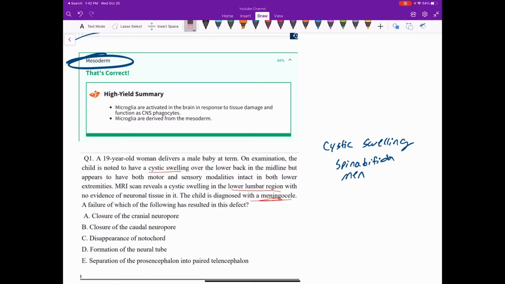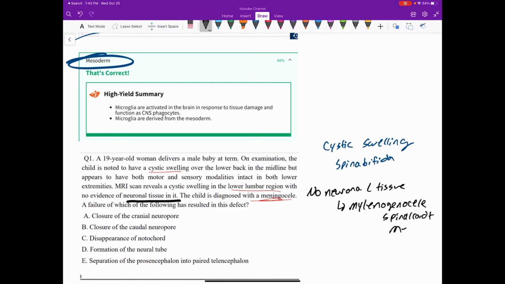Okay, so let's keep reading. Just keep this in the back of our mind. MRI scan reveals a cystic swelling in the lumbar region with no evidence of neuronal tissue in it. Okay, so no neuronal tissue. What does that mean? Okay, so if there's no neuronal tissue, that means it can't be the myelomeningocele, right? Because that has spinal cord, and what else? And meninges. Okay, so if it can't be one of those, we have to keep going. The child is diagnosed with meningocele.